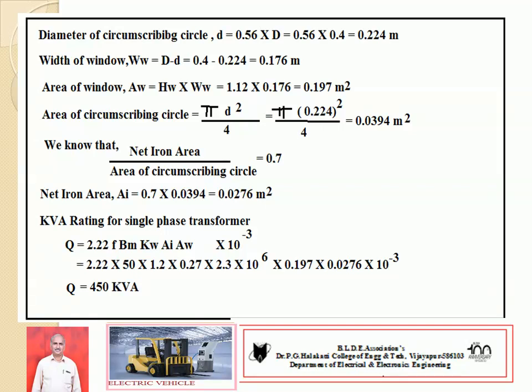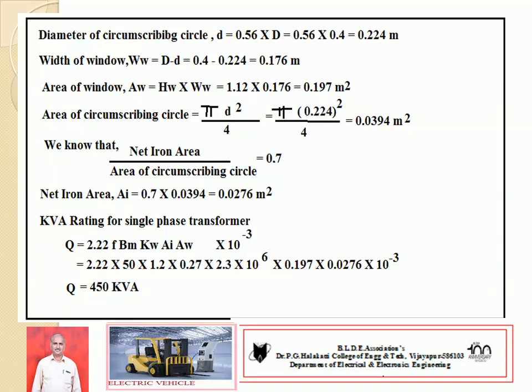Here one data is missing, 2.22 F Bm Kw Aw, current density. Insert the current density as 10 to the power minus 3. You substitute all the values, but one thing you have to take care of: current density is in amperes per millimeter square. Convert it into meter square, that is multiplication by 10 to the power of 6.